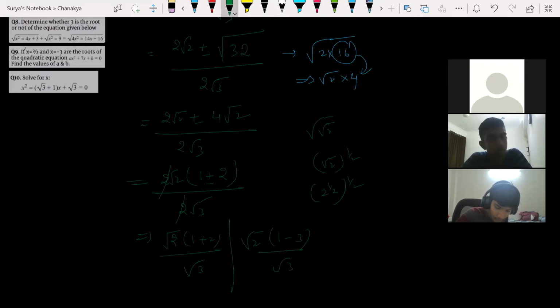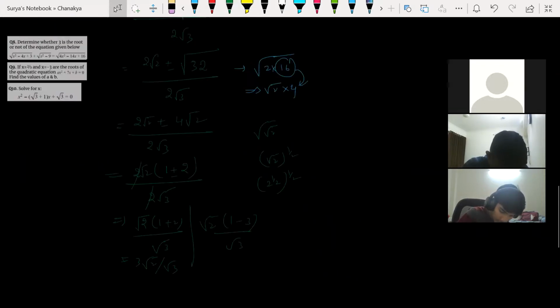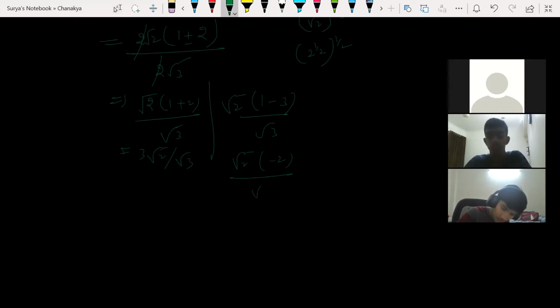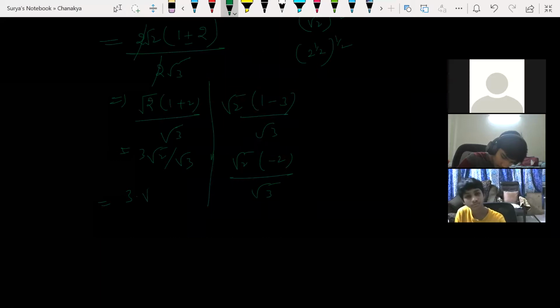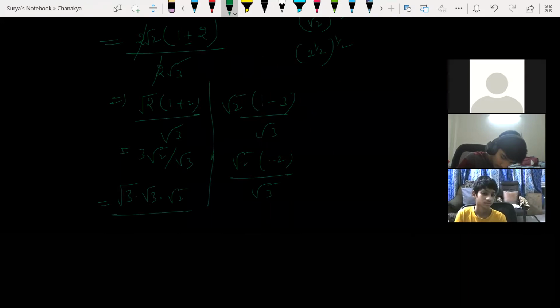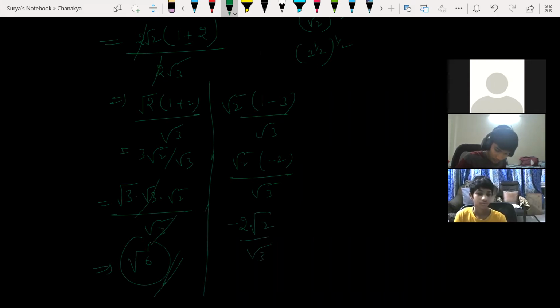So 3 root 2 divided by root 3, or root 2 times 1 minus 2 divided by root 3, right? So look at this now. Here 3 can be written as root 3 into root 3, so this will get cancelled. So root 3 into root 2, root 6, is one solution, and minus 2 root 2 divided by root 3. So this is one solution. These two solutions are the answer for that.